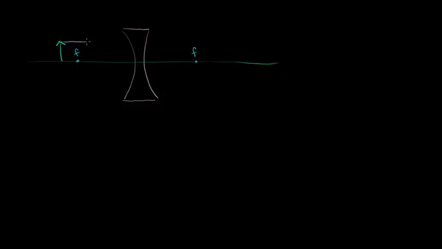So if we go parallel to the principal axis, since it's coming in parallel, it'll get diffracted outwards so that it looks like it's coming from this focus. So it's getting diverged outward, I guess we could say. And let me draw another ray. I'll do that in yellow. This one's just going to go straight through the center of the lens and not get diffracted.